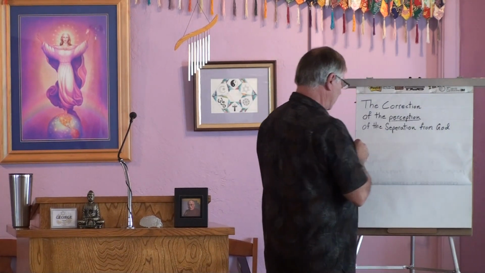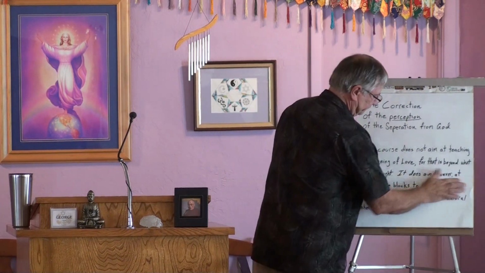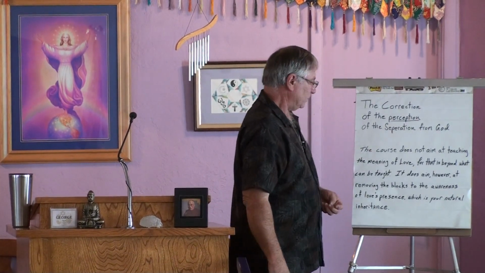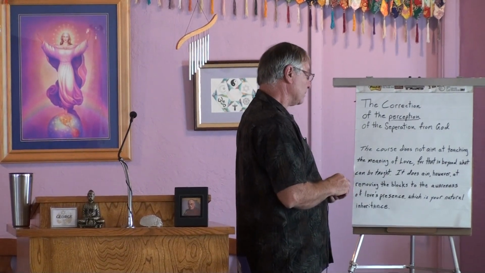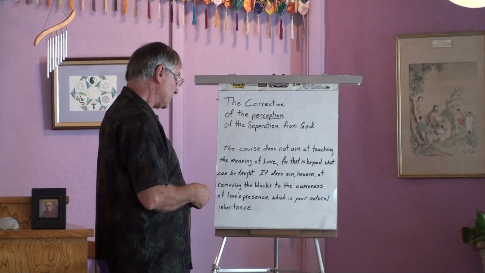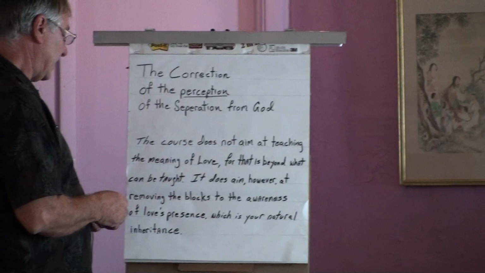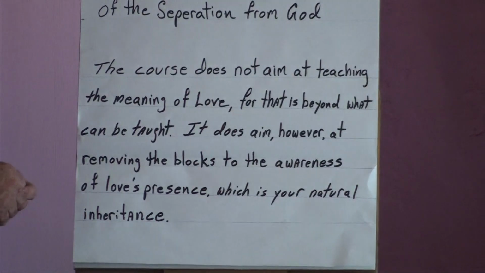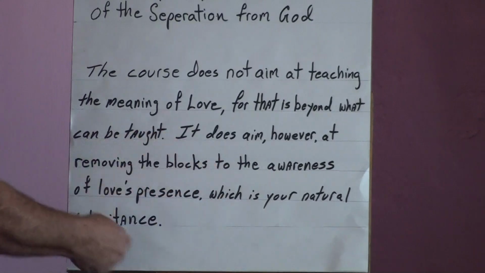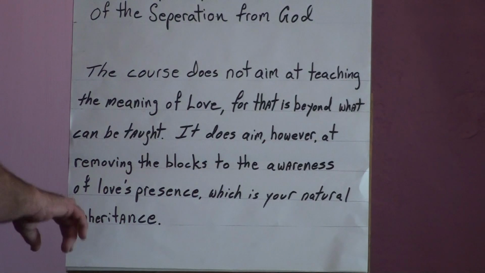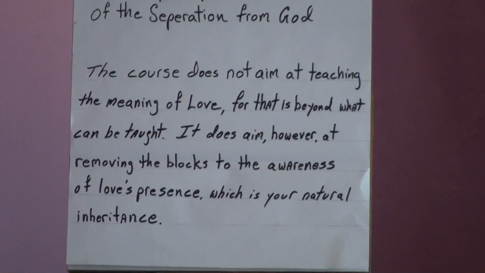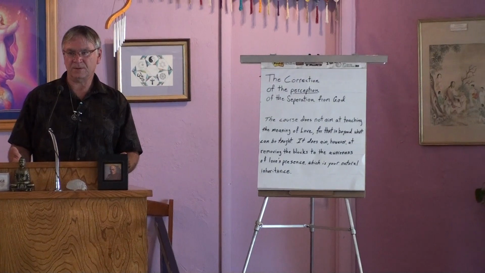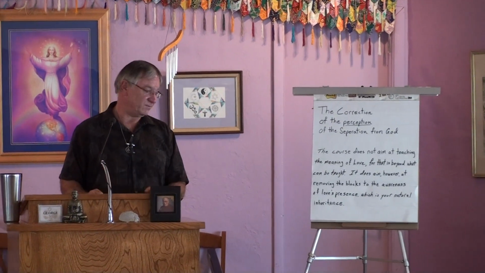Another statement to go along, just to help qualify this. This is from the introduction of the Course, and I'm just going to read it. It says, "The Course does not aim at teaching the meaning of love, for that is beyond what can be taught. It does aim, however, at removing the blocks to the awareness of love's presence, which is your natural inheritance." Key. Removing the blocks to our awareness of love's presence. That's another way of saying, in whatever situation, love is always present. It doesn't look like it's there, but it's there. It may be there in a call, okay? A call for love, but it's there.